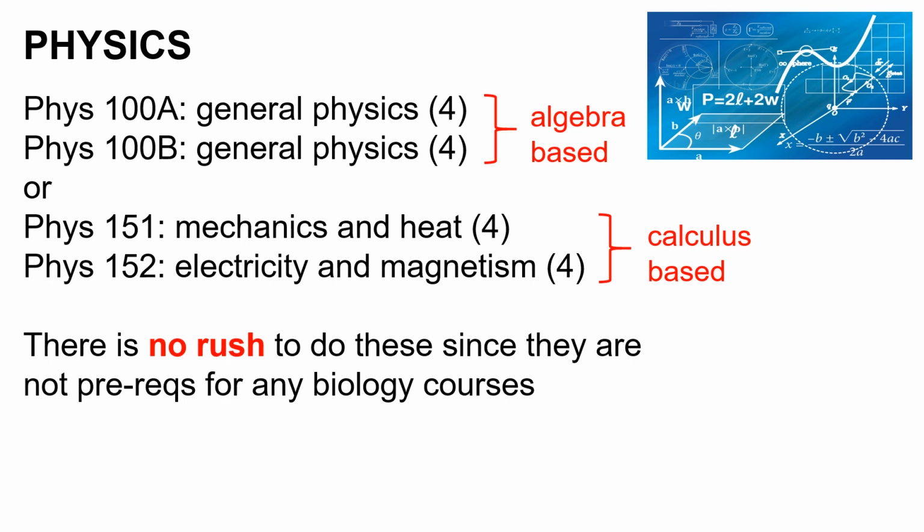There is no rush to do these since they're not prerequisites for any biology courses. In fact, if you're planning to take an exam like the MCAT or GRE near the end of your studies, it might be useful to take physics later so that it hasn't been so long since you've taken courses with math content.